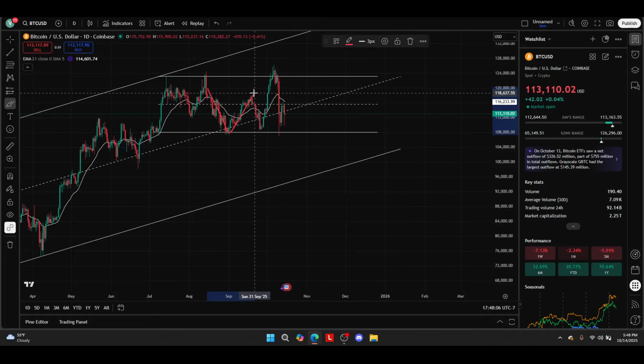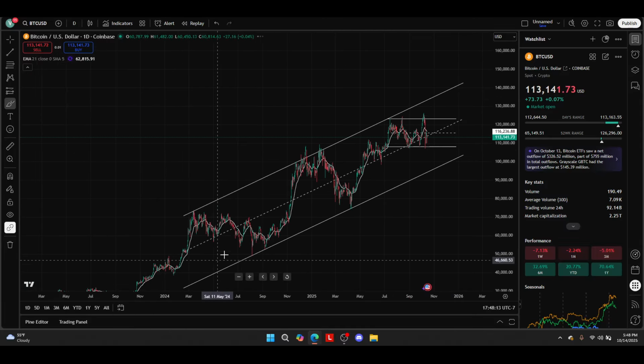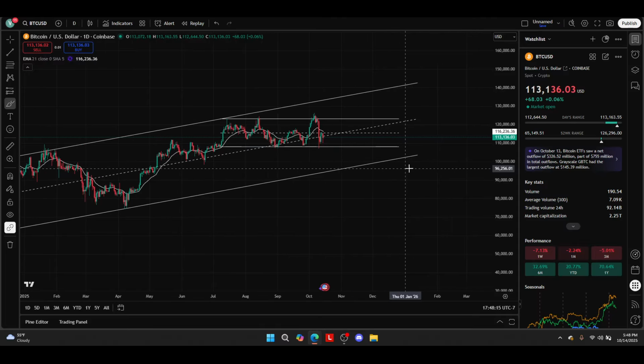We went below the EMA, above it, below the EMA, above it, below the EMA. Maybe next one it will be above it. Overall, the macro trend is still in play. You can see that we're still trending up higher. So I don't think this is the top.